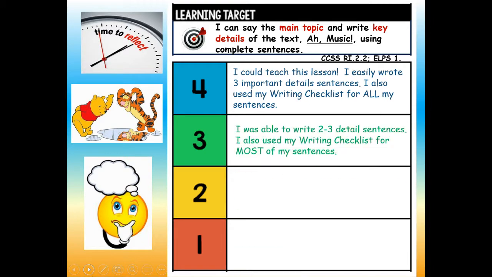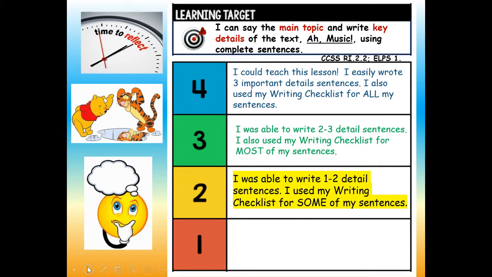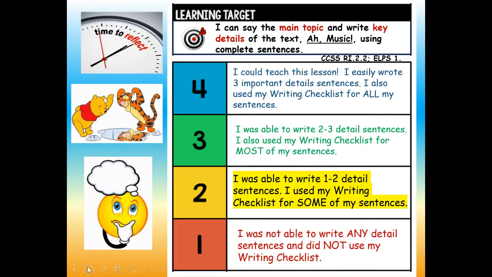Or would you give yourself a 3? I was able to write 2 to 3 detail sentences. I also used my writing checklist for most of my sentences. Or would you give yourself a 2? I was able to write 1 to 2 detail sentences. I also used my writing checklist for some of my sentences. Or would you give yourself a 1? I was not able to write any detail sentences and did not use my writing checklist. How do you think you did on your writing? 4, 3, 2, or 1?